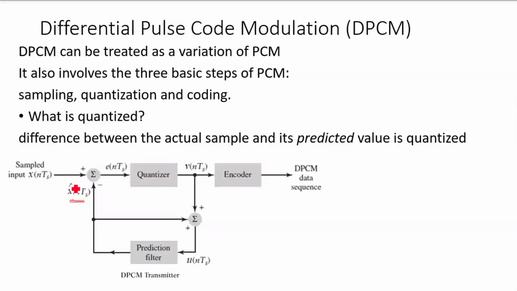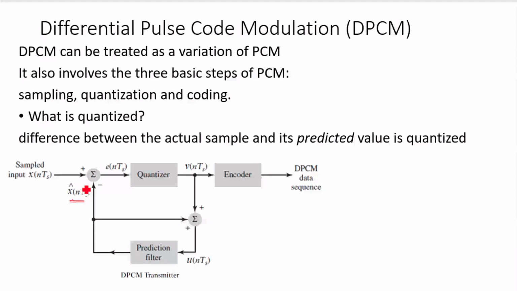n into Ts, x cap of n into Ts. The difference between the two, that is x of n into Ts and its predicted value or approximation, is e of n into Ts. Now, if the predictor is very good, then e of n into Ts will be very, very small, and this difference will be quantized, and the quantized output will be fed back to the prediction filter so that it can predict for the next incoming sample.